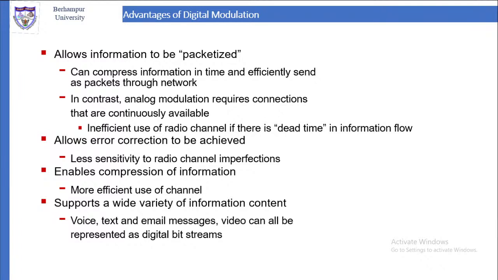So voice, text, email message, video, all can be represented as digital bit streams. So everything can be sent using digital modulation. That is the major advantage of digital modulation today. You are using smartphones because of digital modulation. Because digital modulation is possible, we can use smartphones where we can communicate using voice, text, email, and video. Everything, data, everything can be done that way. These are some of the advantages of digital modulation.